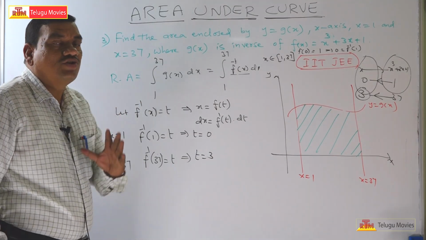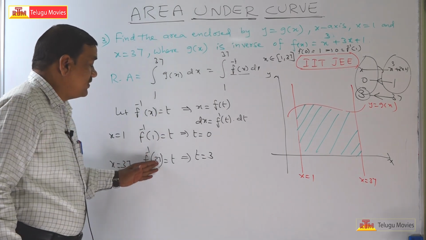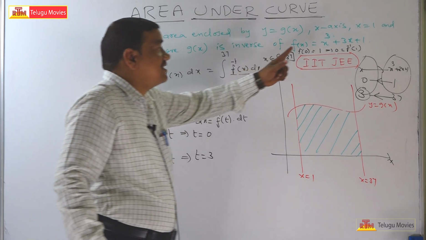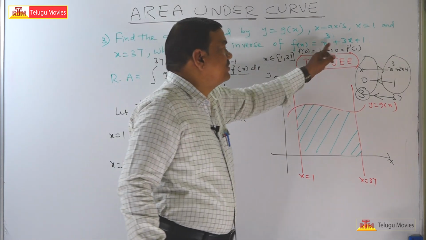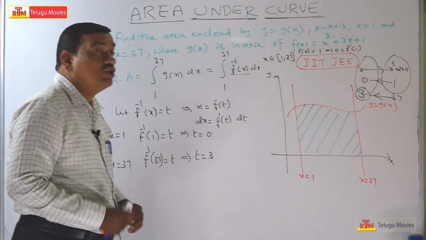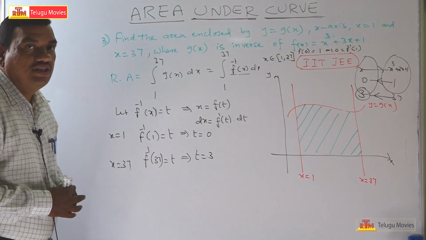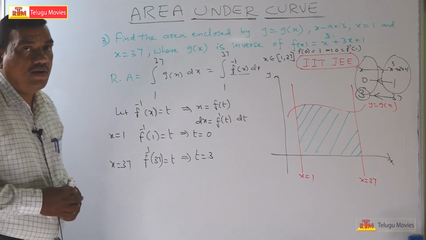So this is called intelligent guessing. So f inverse of 37 means the pre-image of 37. If you substitute x is equal to 3, you get 37. That means here t is equal to 3. So everything is clear. Now let us calculate the problem.